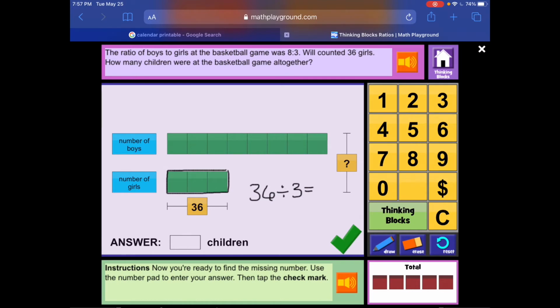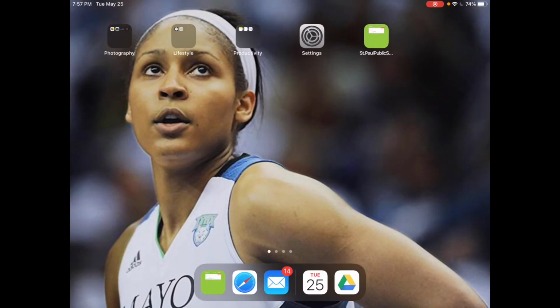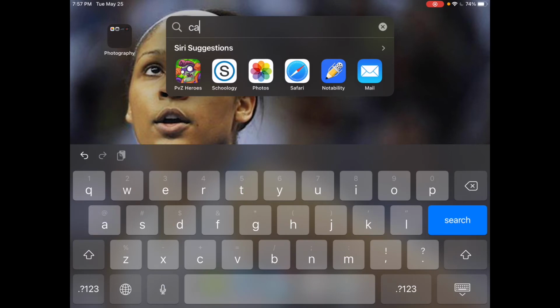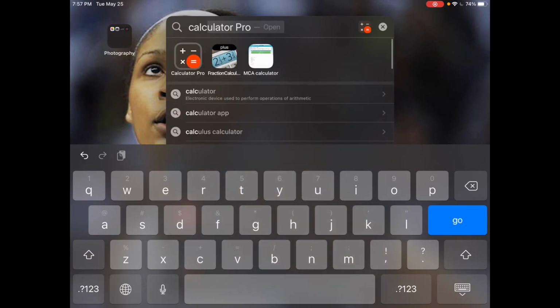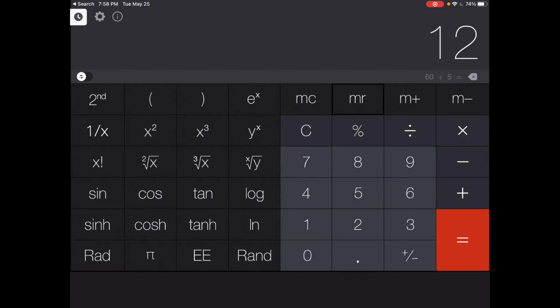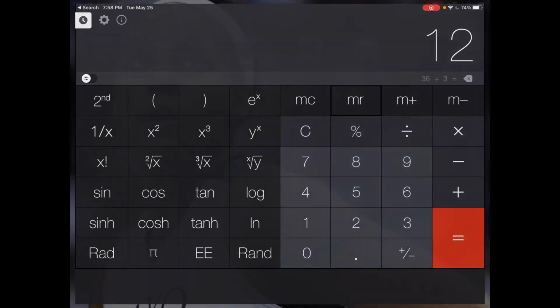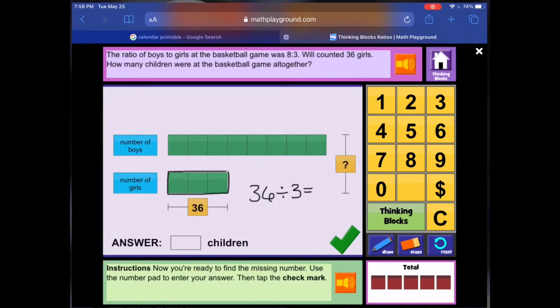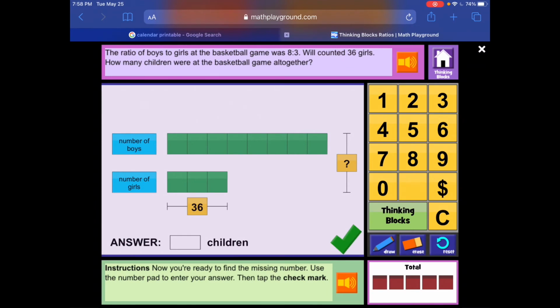Right? So you can use your calculator for that, just like I did last time. Try and bring it up here. Calc. There it is. Okay. 36 split into 3 equals 12. That number is what I need to put in each box. So here we go. 12, 12, 12. But it's every single green box.